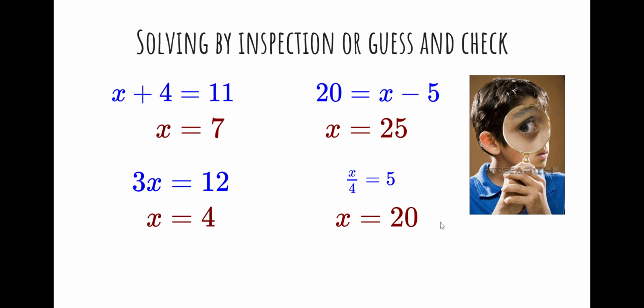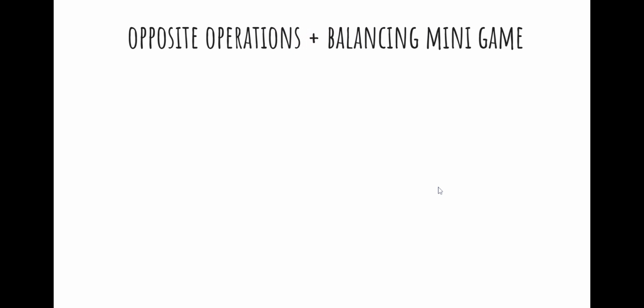So this is a very friendly method and is a perfectly valid method for you to solve equations. You can solve these equations by inspection or by guess and check. But we cannot always do this, and we're going to talk about that in a moment. But before that, we're going to play a little game that has to do with opposite operations.